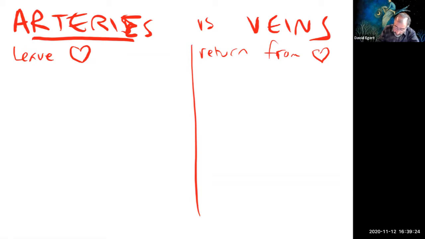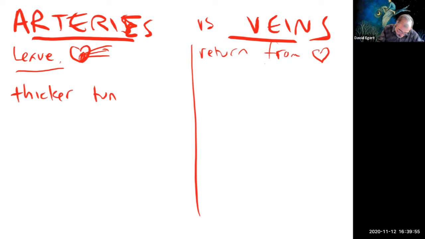So this functionally is also going to result in anatomical differences. If you're leaving the heart, you are getting the full brunt of the pressure of the ventricles contracting. So you're going to have a lot of muscle in the walls if you're not going to explode, or if you want to be able to control your diameter under the intense pressure coming right out of the heart. These are going to have much thicker walls, I'll say thicker tunica media. Veins are going to have a thinner tunica media.